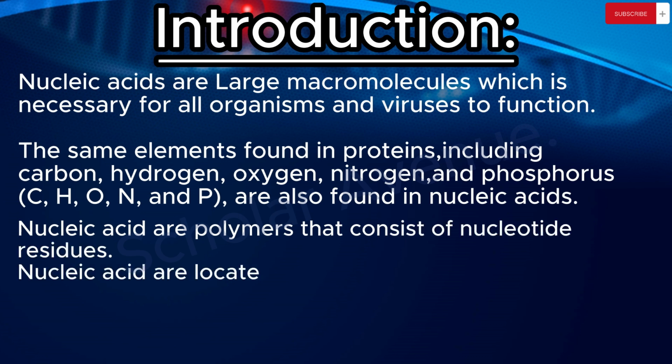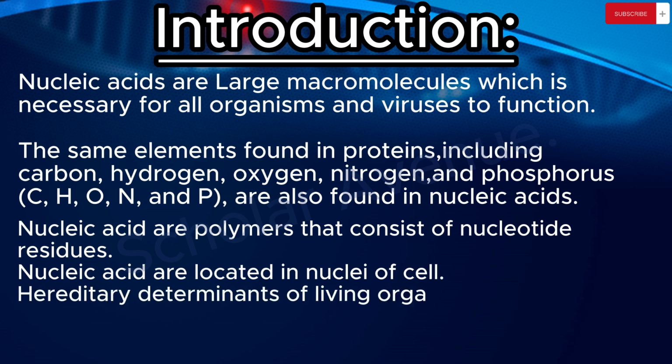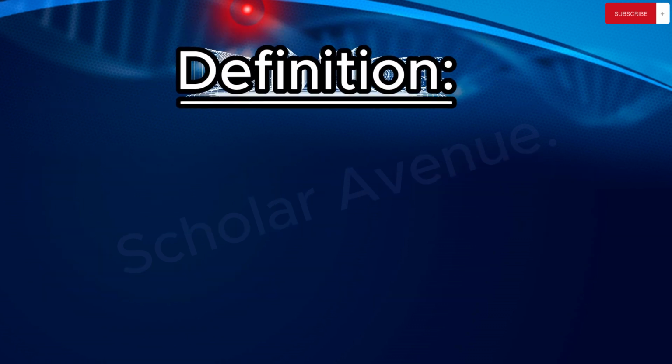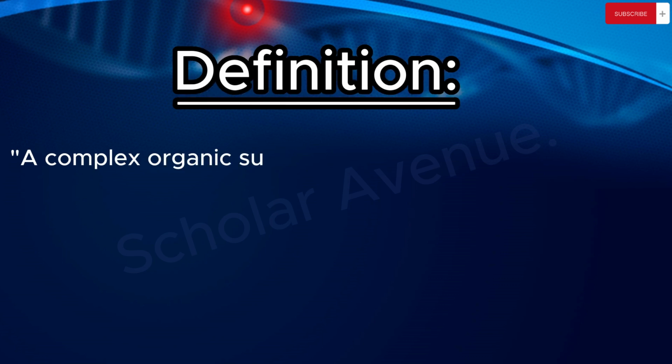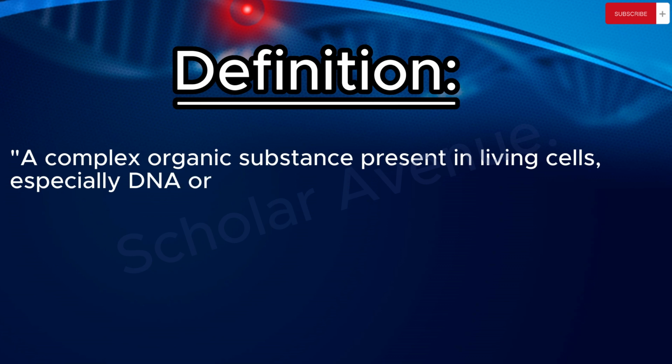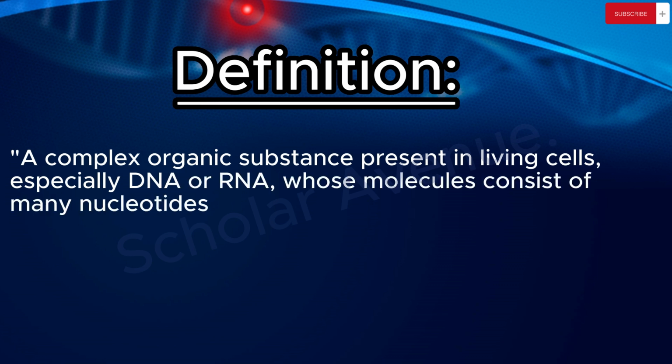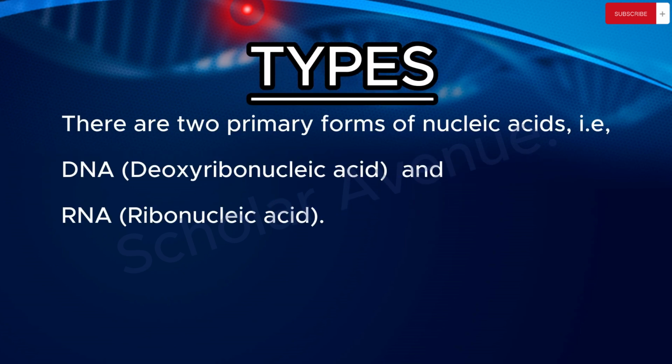Nucleic acids are located in the nuclei of cells, are hereditary determinants of living organisms, and are hereditary factors that affect how living things behave. Nucleic acid can be defined as a complex organic substance present in living cells, especially DNA or RNA, whose molecules consist of many nucleotides linked in a long chain. There are two primary forms of nucleic acids, that is, DNA and RNA.